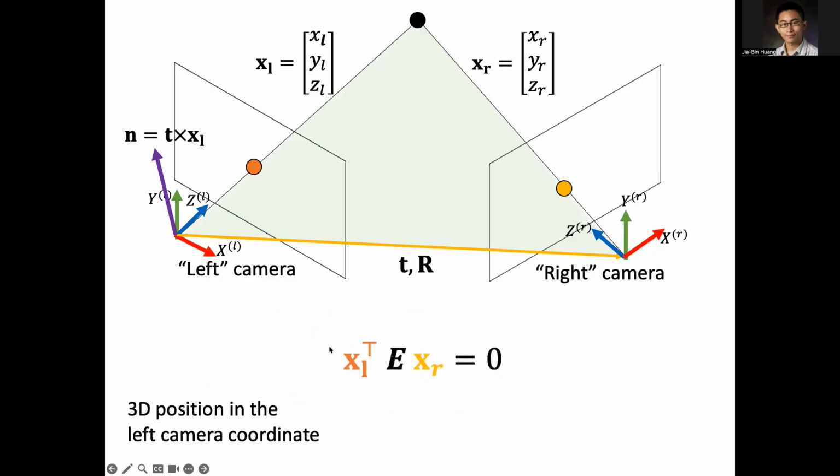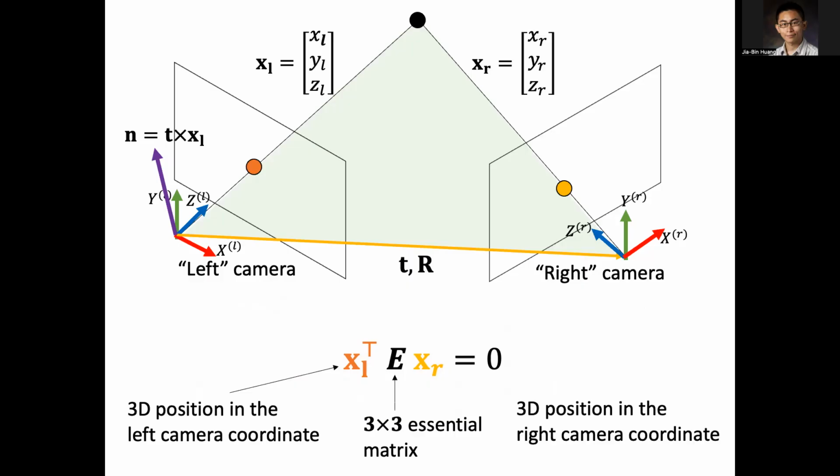So what it says is that if I have the same 3D point, the 3D point position expressed in the left camera coordinate system is this guy. And then you have the essential matrix, and the 3D position in the right camera coordinate system, it must be equal to 0. Okay?